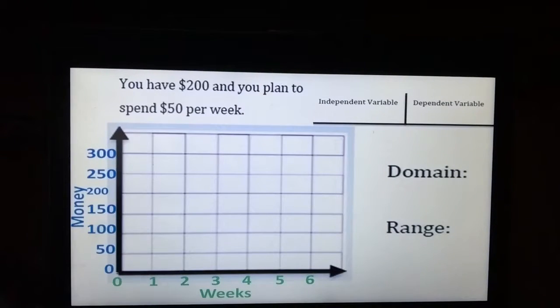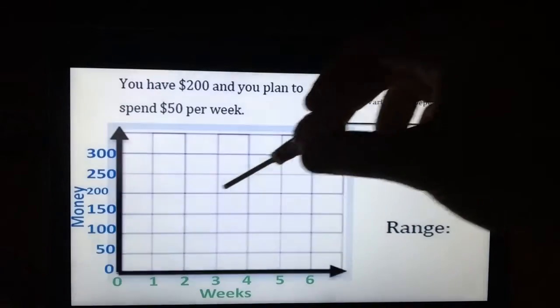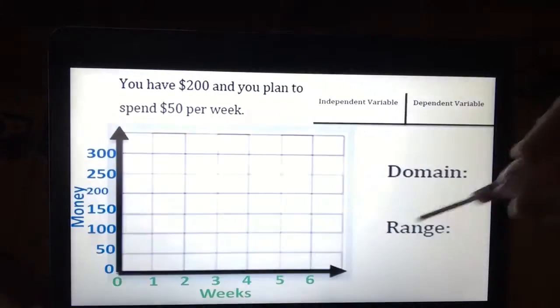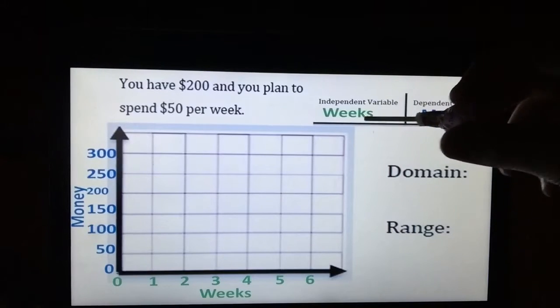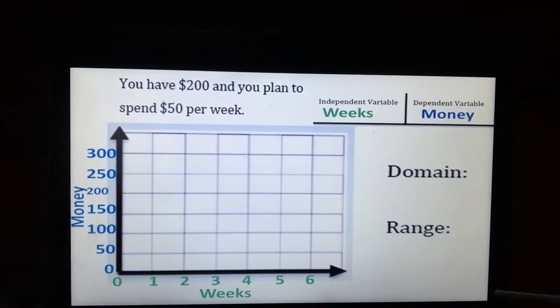Now this next one I want you to try totally on your own. So identify independent, dependent variable. Figure out what the graph is going to look like, and then tell me what the domain and range is. Go ahead and do that right now. All right, it says you have $200 in your account, and you plan to spend $50 per week. All right, so here's $200. Oh, I'm sorry. The independent variable is weeks. The dependent variable is money.